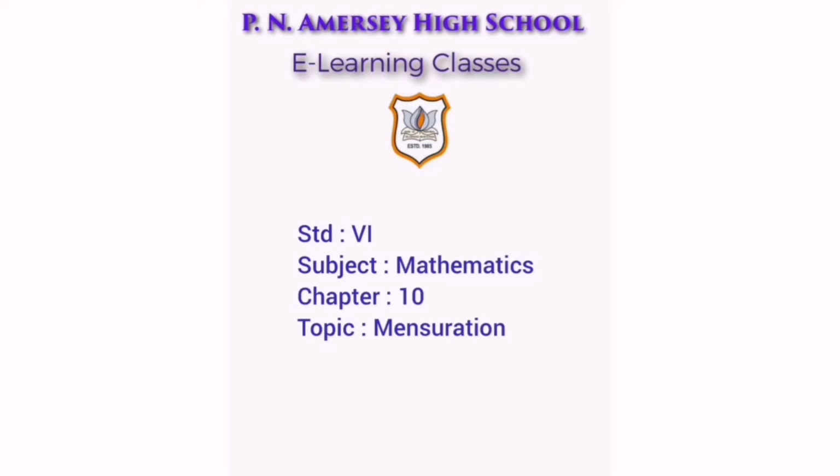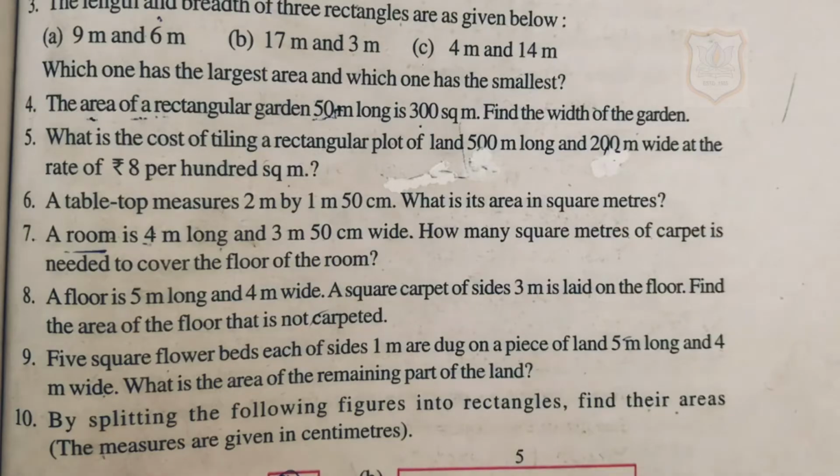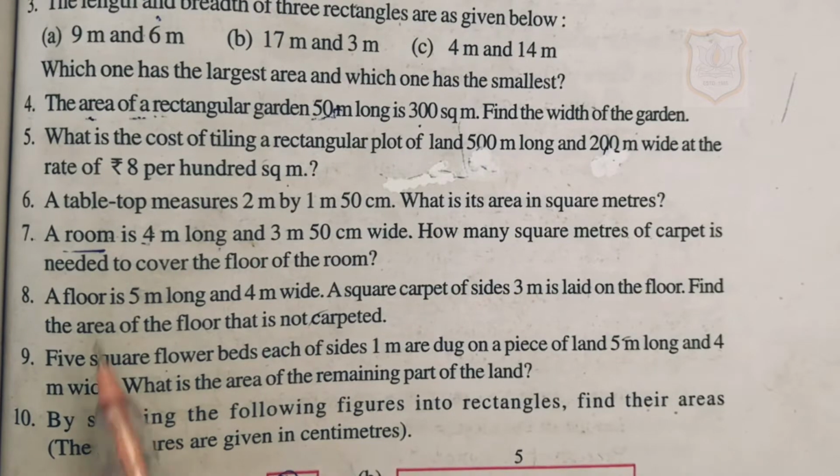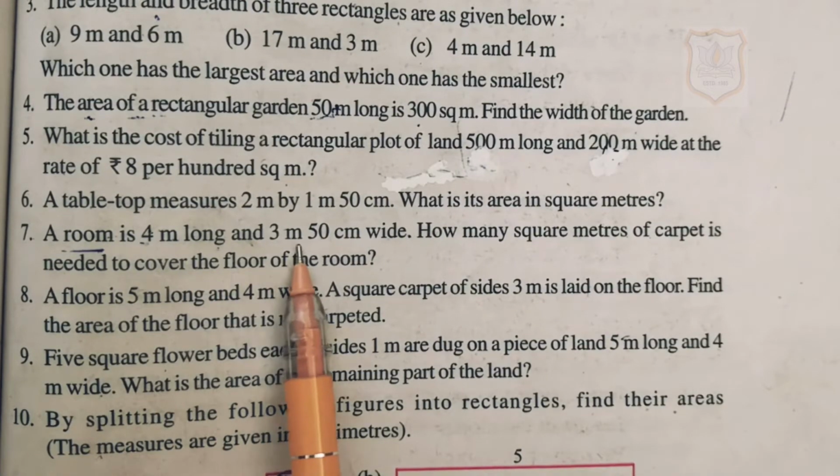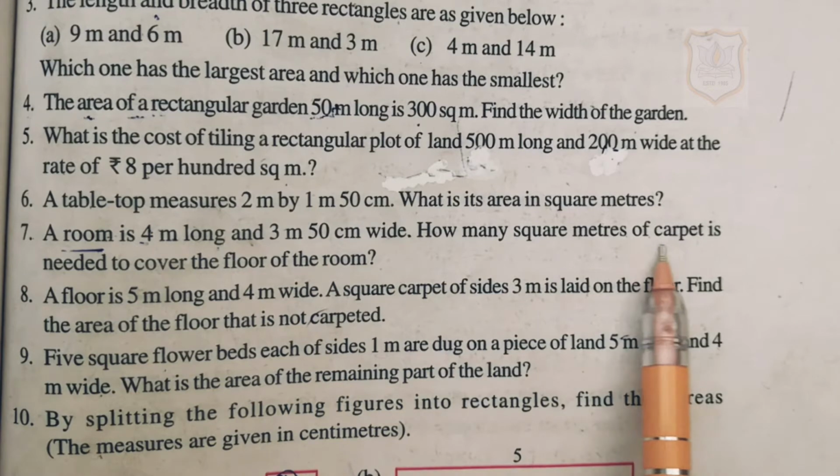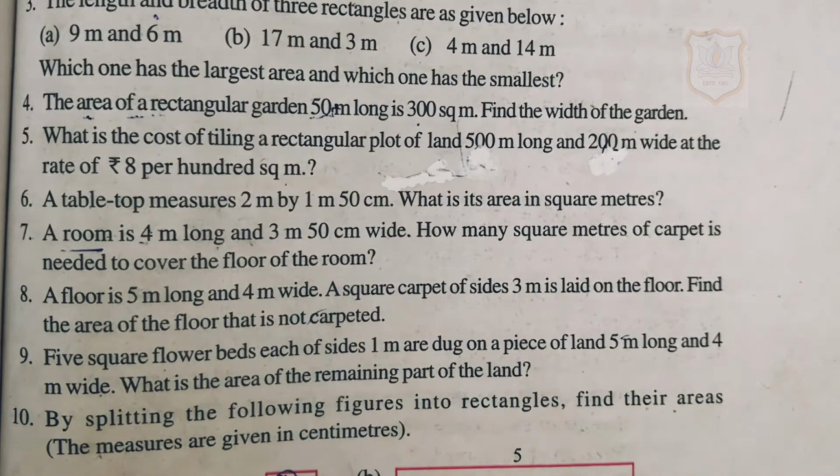We will continue with our chapter number 10, mensuration. Question number 7 of exercise 10.3. A room is 4 meter long and 3 meter 50 centimeter wide. How many square meters of carpet is needed to cover the floor of the room?